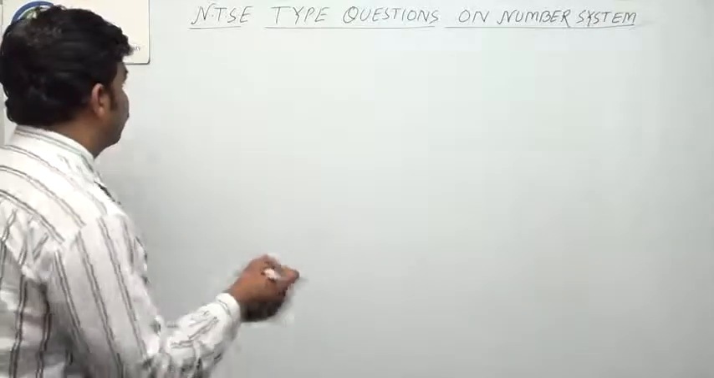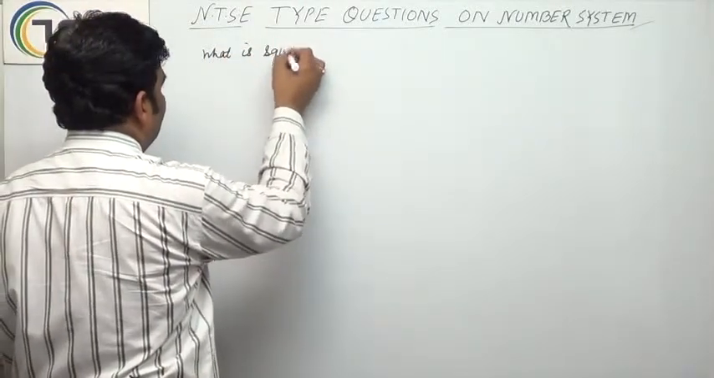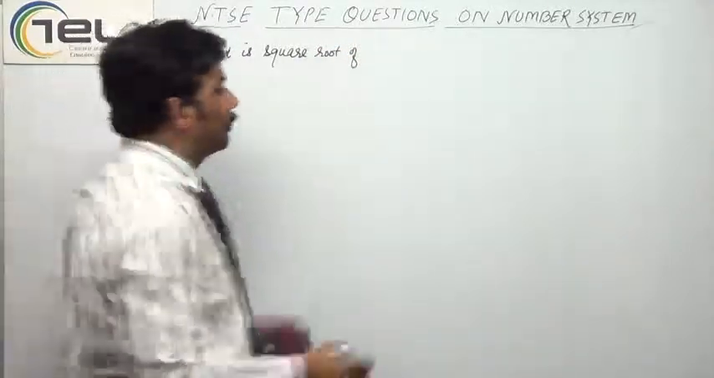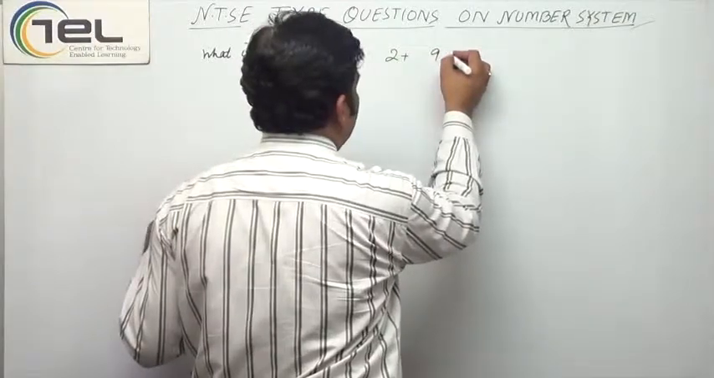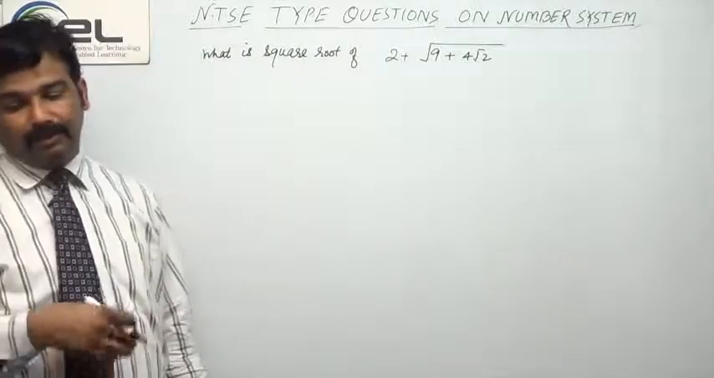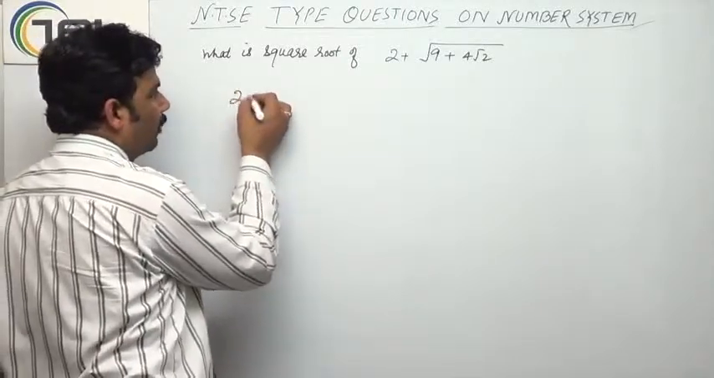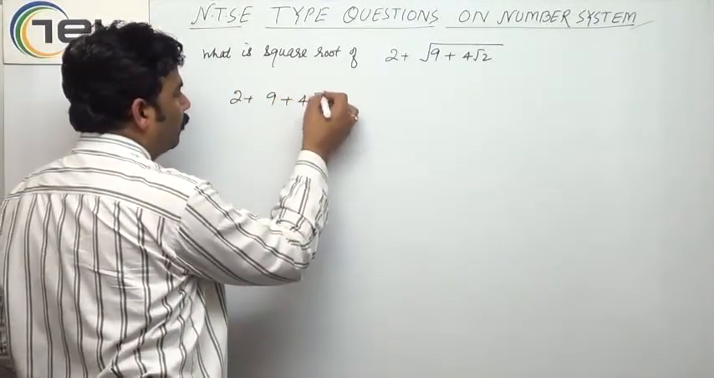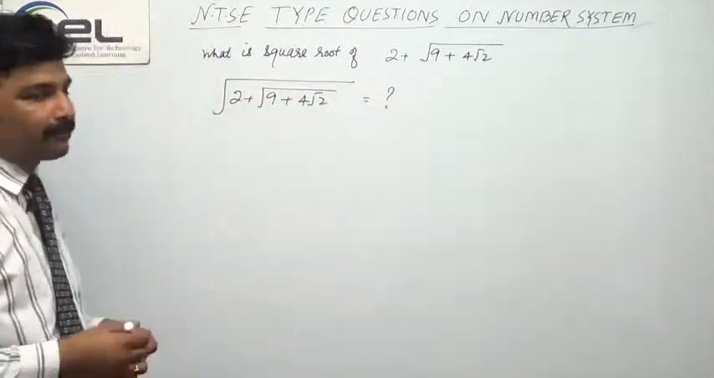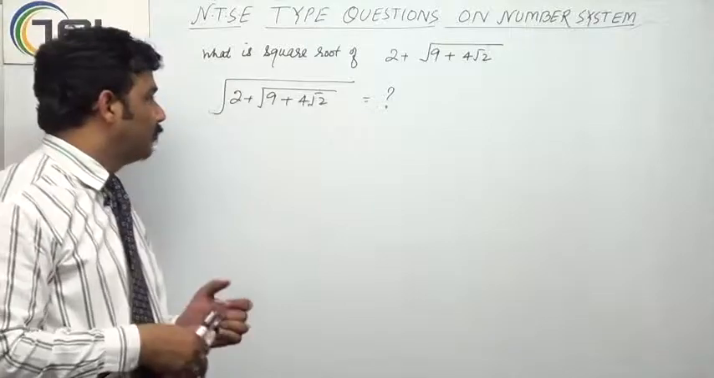Find the square root of 2 plus 9 plus 4 root 2. You have to find out the square root of this one. That means what I have to find out? I have to find out the value of this one, 2 plus 9 plus 4 root 2 under a square root. This value I have to find out. The square root of this one. I think it is not an easy one.